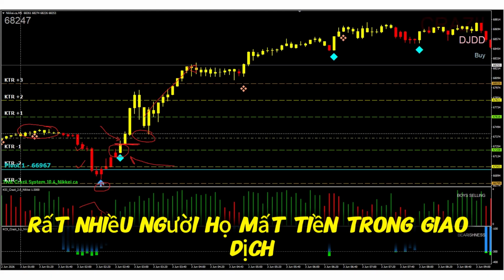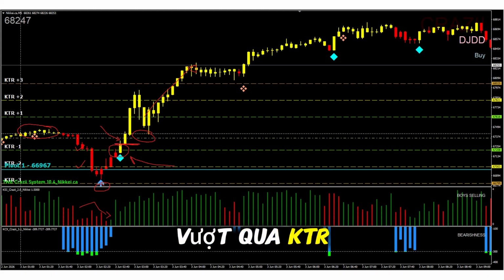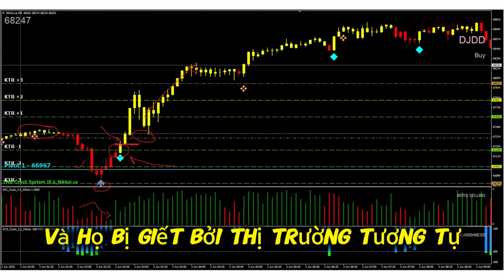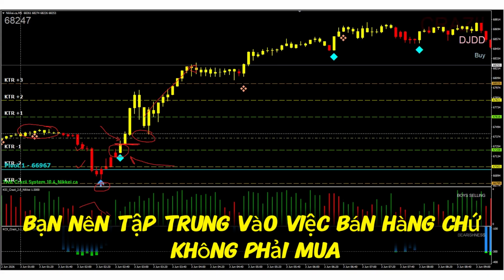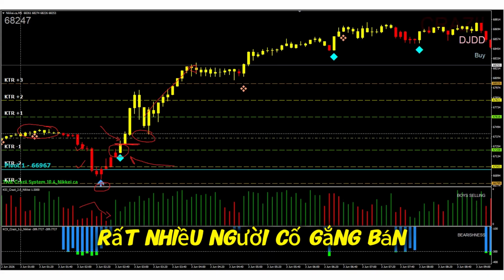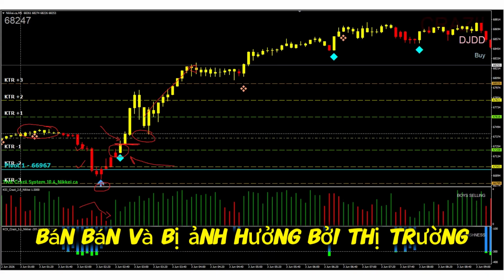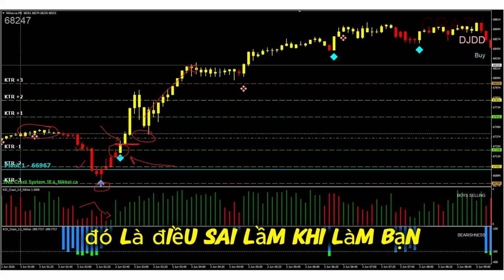A lot of people lose money in trading because when the market goes above KTR +3, they sell, and they get killed by the market. Similarly, when the market is below KTR -3, you should focus on selling, not on buying. A lot of people try to buy and get hit by the market. That is the wrong thing to do.